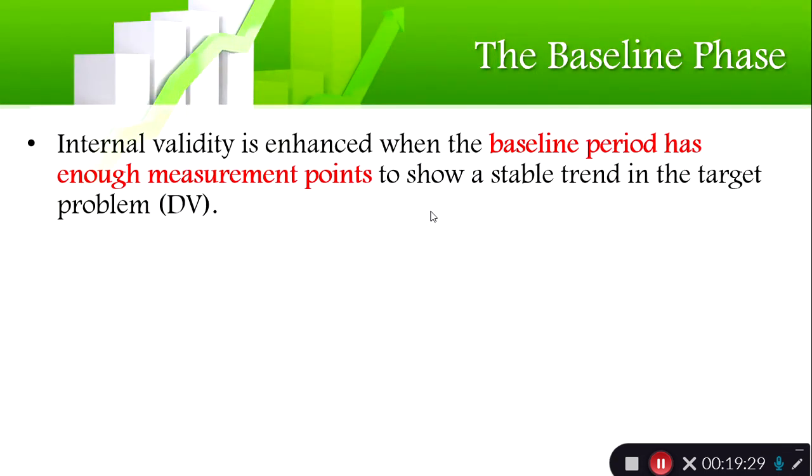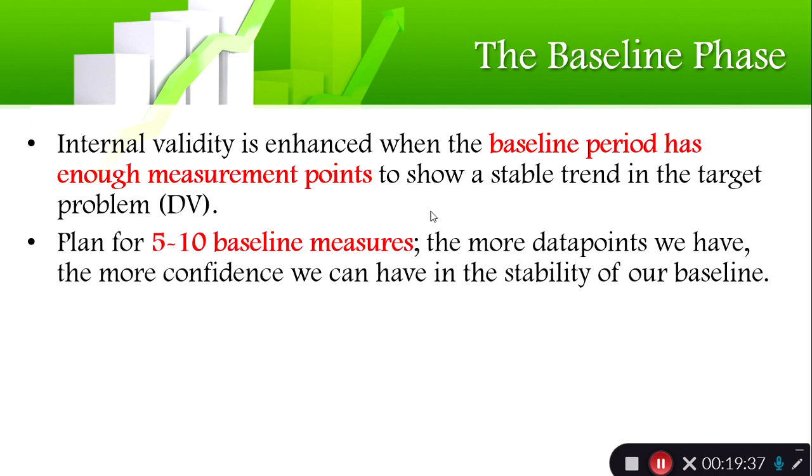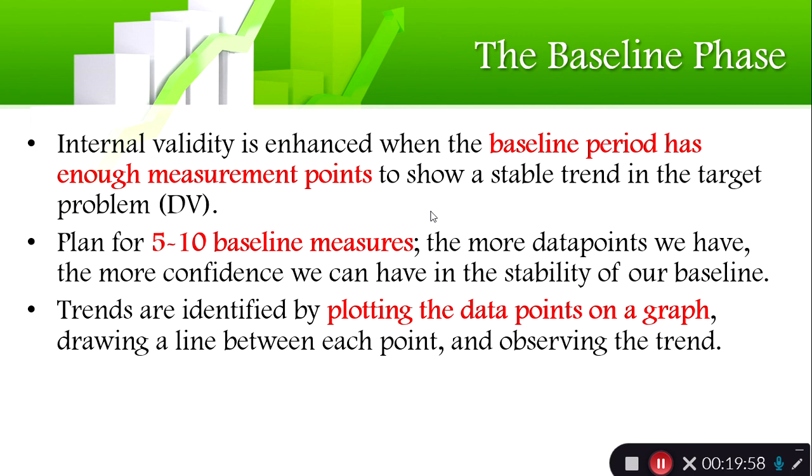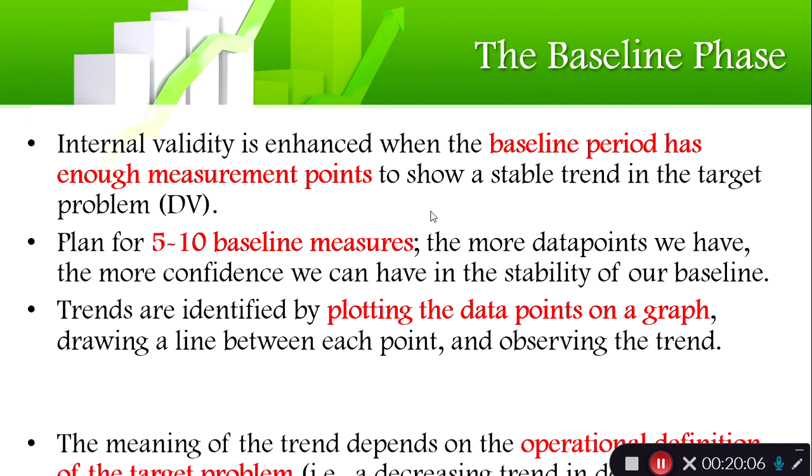In terms of the baseline phase, internal validity is enhanced when the baseline has enough measurement points to show a stable trend in the target problem. Even though there's no specific number of measurement points per se, your text suggests to plan for about 5 to 10 baseline measures. The more data points we have, the more confidence we can have in the stability of our baseline. Trends are identified by plotting the data points on a graph and drawing a line between each point and then observing the trend.